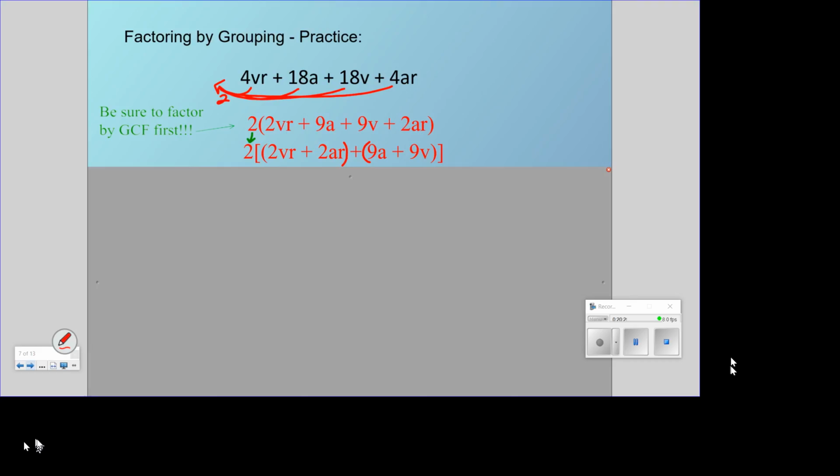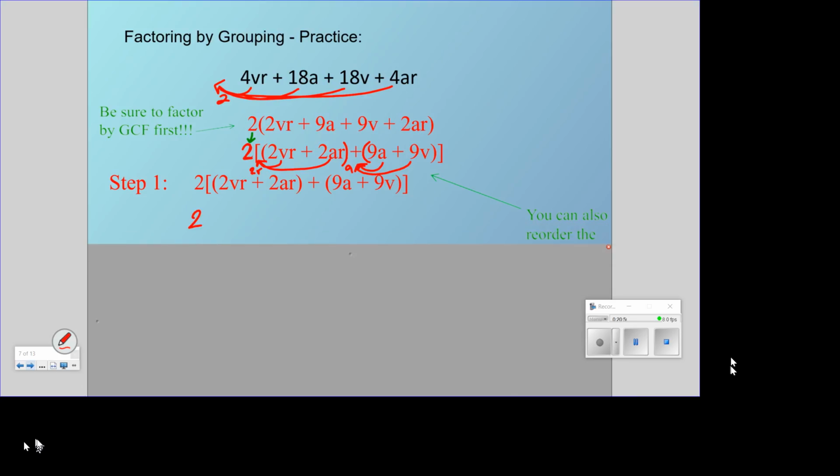Okay, I used brackets here because we are going to pull the GCF out, but we need to remember the 2's being multiplied by everything here. So the GCF of 2VR and 2AR would be a 2R, and the GCF of 9A and 9V would be a 9. So we're pulling a 9 out of the second and a 2R out of the first. All right, here we go. So 2R comes out, leaving us with V plus A. Bring down your plus sign. 9 comes out, leaving us with A plus V.